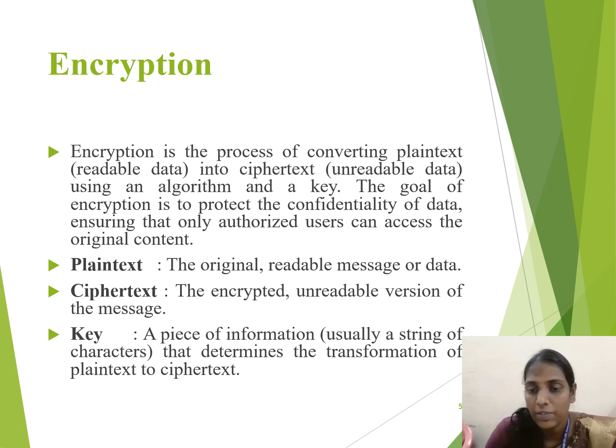Next, encryption, we will see in detail. In encryption, we convert the plain text into ciphertext, that is, readable into unreadable. Here we are using a key. With the help of the key, the plain text is converted into the ciphertext. We couldn't read the ciphertext; it will be in an unreadable format. The goal of encryption of data is to give confidentiality for the sender and the receiver, so only authorized users can receive the original content. No others can interfere with this. This is the main goal of encryption.